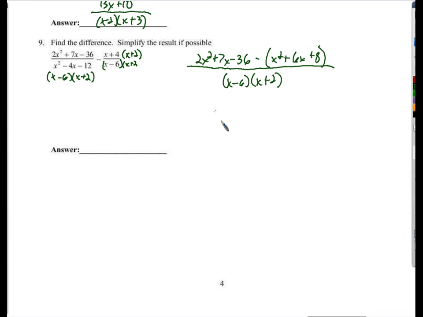So we do our subtraction. We get 2x squared minus x squared is x squared. 7x minus 6x is positive x. Negative 36 minus 8 is negative 44. And that's all over x minus 6 times x plus 2.